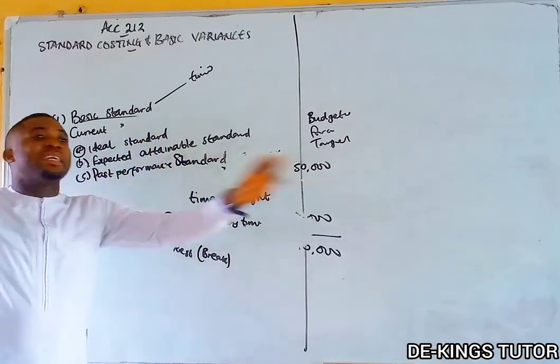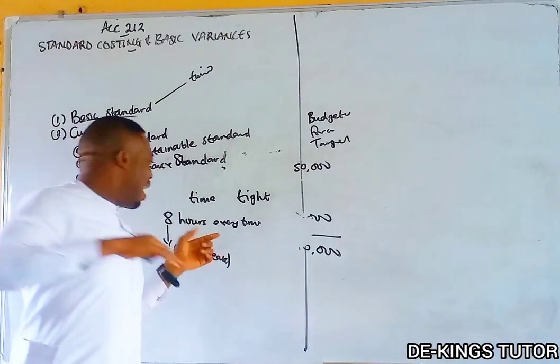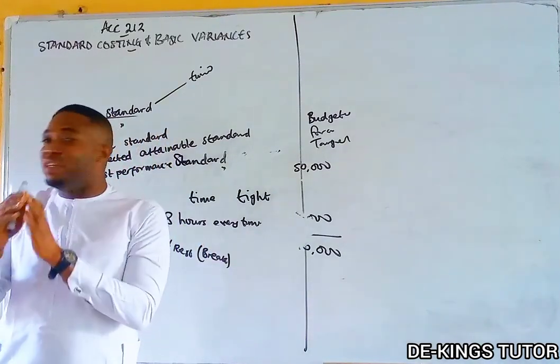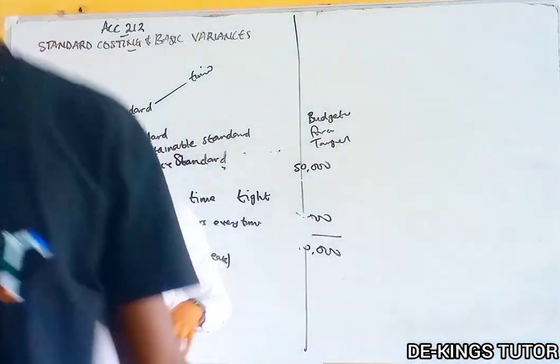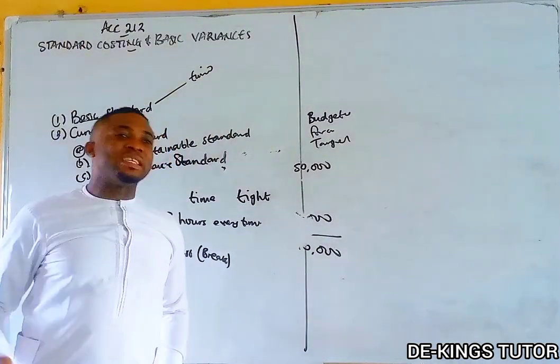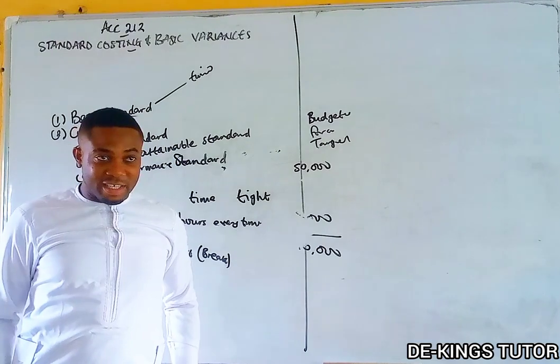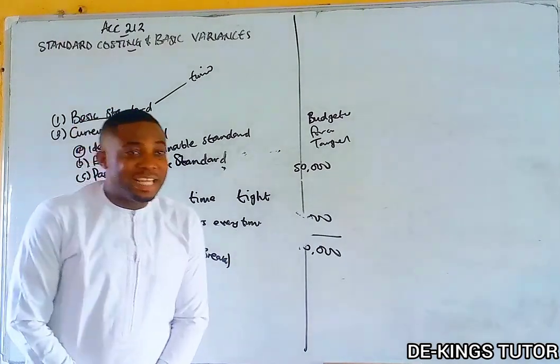This one is ideal. You are not considering that these 8 hours might not be effectively used. You are just taking into consideration that every day is 8 hours. It's not like that, since it is human, even machines most times.